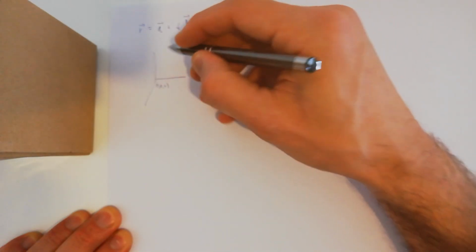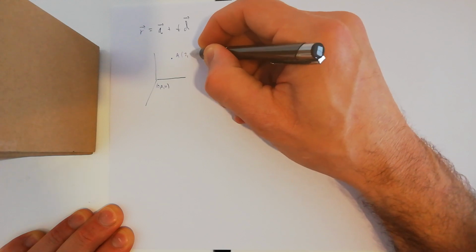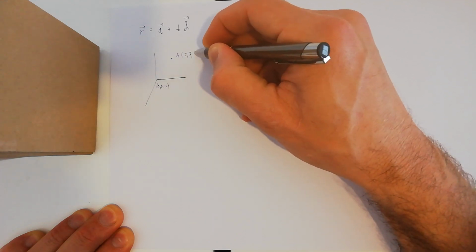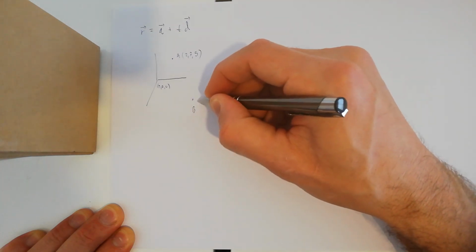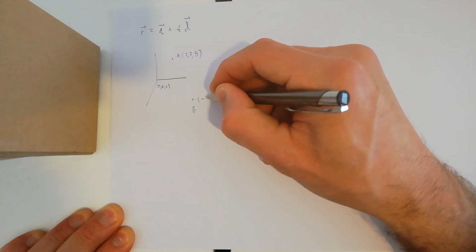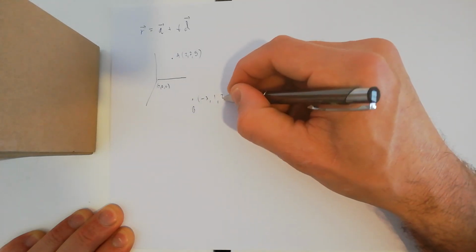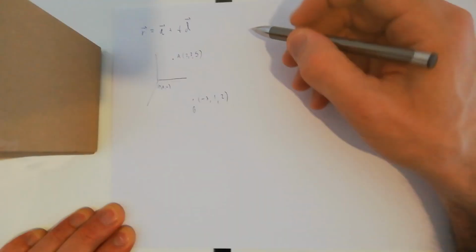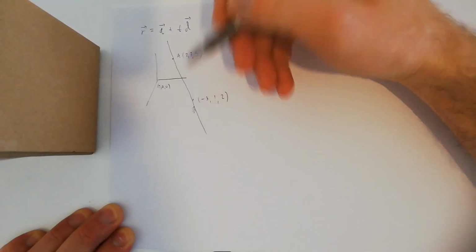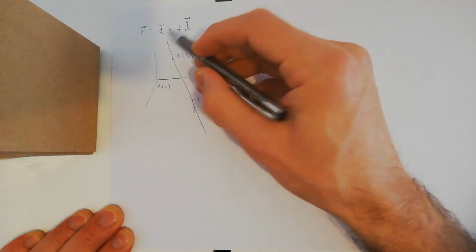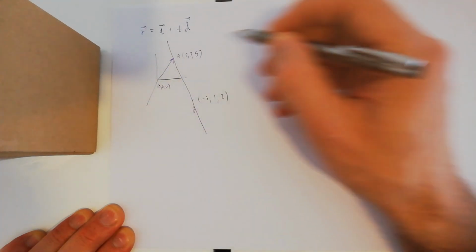For example, if I take the point A (2, 3, 5) and point B (minus 3, 1, 2), I want to find the equation of the line that connects these 2 points. The vector A could be the vector that connects the origin to A.